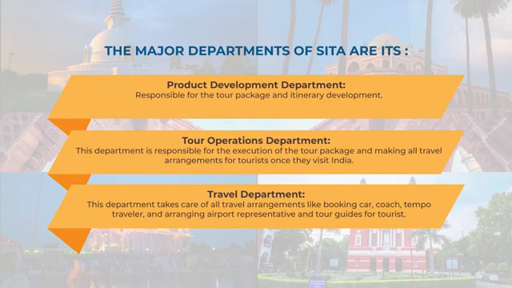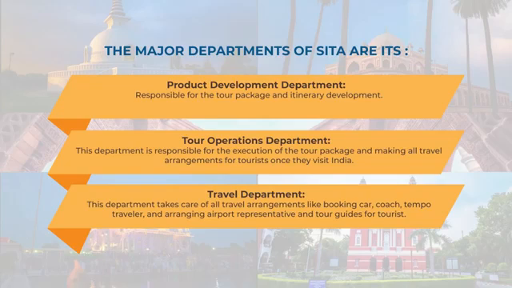Once the product is sold and tourist is ready to travel to India or the other countries, the work of tour operation department starts. This department is responsible for the execution of the tour package. They make all travel arrangements for tourists. Once they land in India, they book, they reserve and they again reconfirm different services like their hotel, guides, transportation, sightseeing, meals, etc. are being booked and reconfirmed by this department.